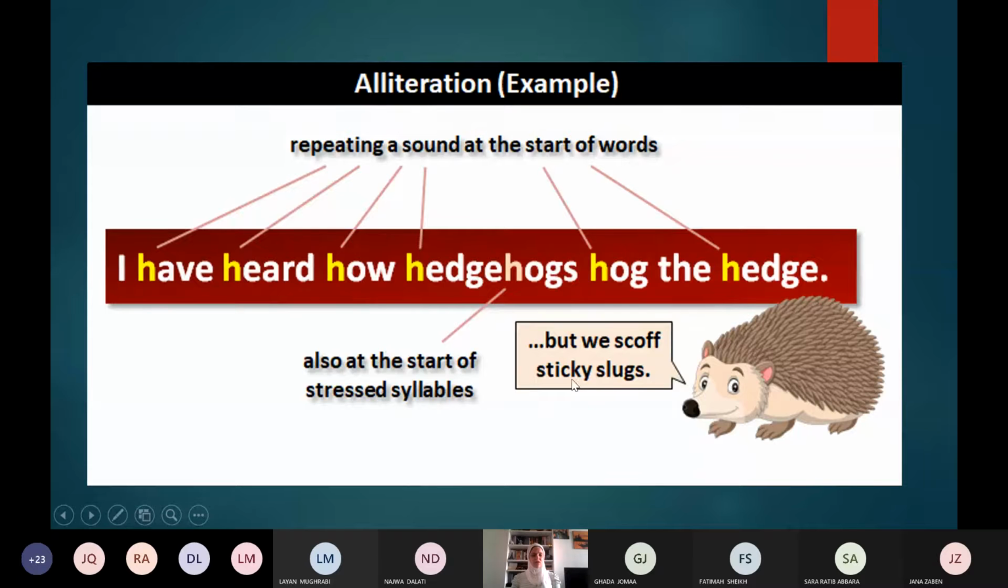But we scoff, stick, slug. S, S, S. H, H, H. Okay? Alliteration, repetition of the sound at the beginning of each word.